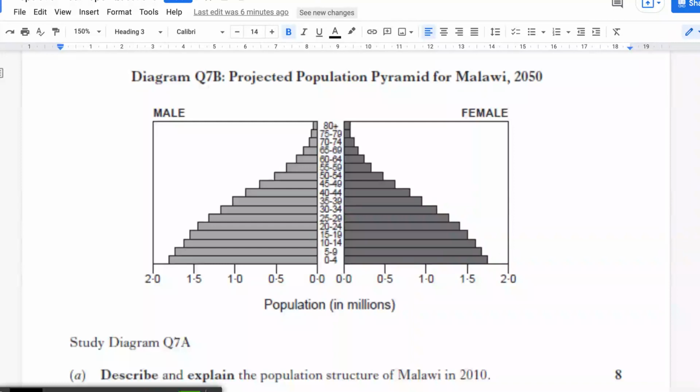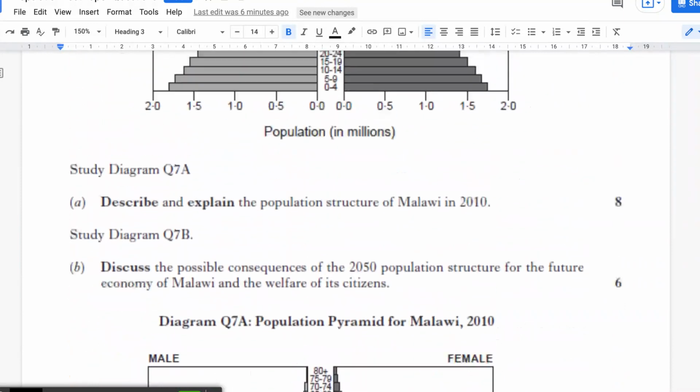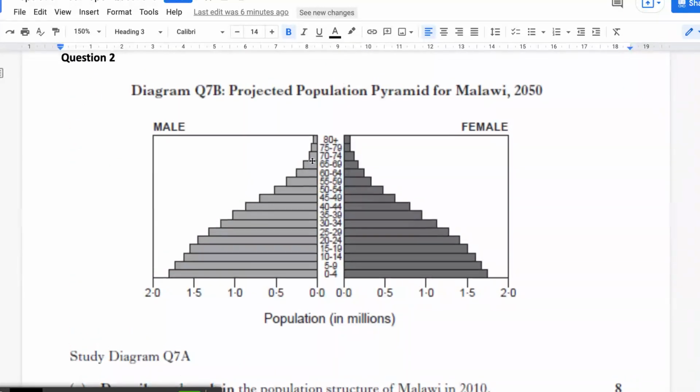Now you can develop this point into a further consequence where you then talk about increased levels of people living in poverty or underemployed could lead to increases in crime, especially in urban areas, which will be a big social issue. We're not quite finished though, because if we actually compare the top of the pyramid in Malawi in 2010 to Malawi in 2050, we see a lot more in the old age categories now.